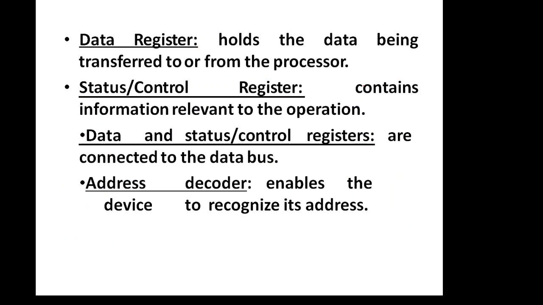So what is the data register going to do? It is going to hold the data being transferred to or from the processor. If you want to transfer data to the processor, or take data from the processor, it is going to hold that data. That is the purpose of the data register. The status or control register stores what action has been performed and what the status of that particular register is. The data and the status control registers are connected to the data bus. The decoder enables the device to recognize its address.